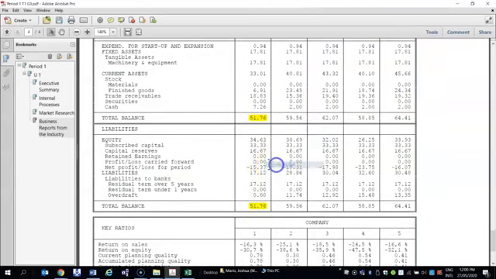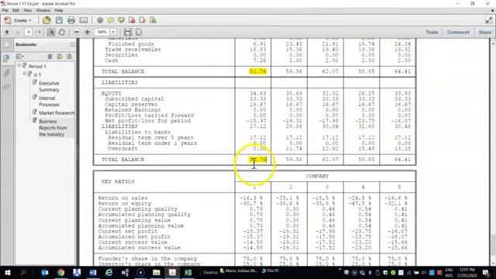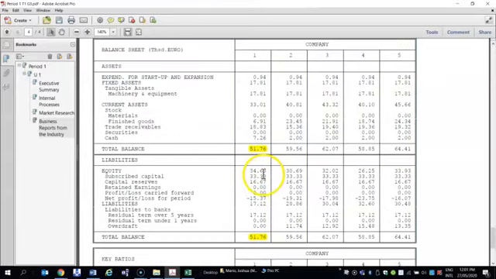As you complete your balance sheet, you compare with the one down there. The one up here must be the same as the one below. Your total liability should be the same as your total assets. So that's how your balance sheet works. Very, very important to consider.